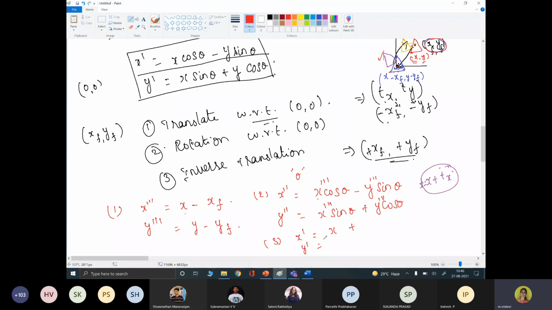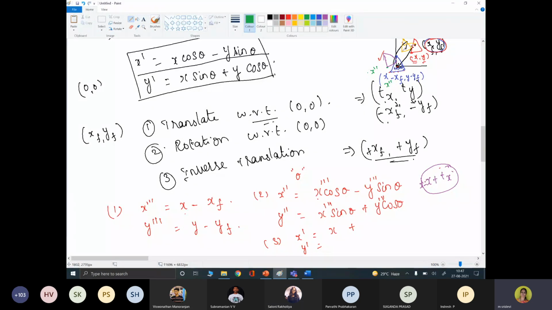Now what is the value we will use here? What is the new coordinate value right now? This is x triple dash. Clear? Triple dash is x minus xf. After rotation, you will be getting a point called x. So this position is x double dash.